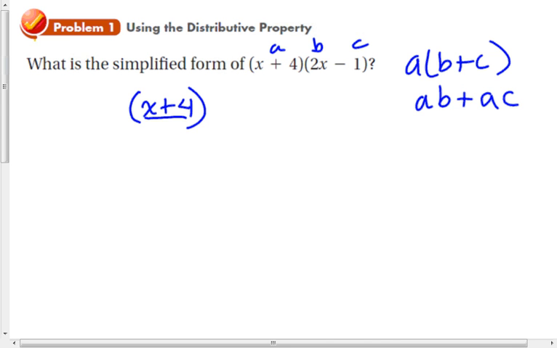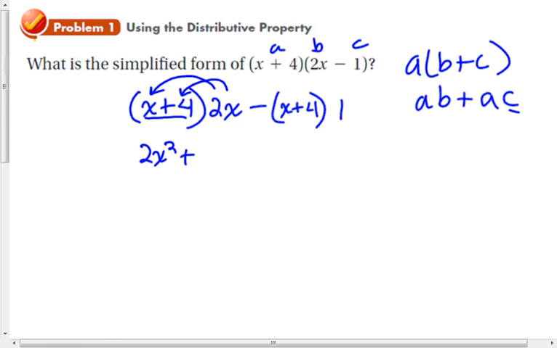So I'm going to do x plus 4 times b, which is 2x. And then since it's minus, I'll just put a minus there. And then I'm going to do a times c. And a, again, is x plus 4, and c is 1. Now when I multiply this out, I'm going to distribute this 2x here, so I get 2x squared. 2x times 4 is 8x. 1 times x is 1x, and 1 times 4 is 4.